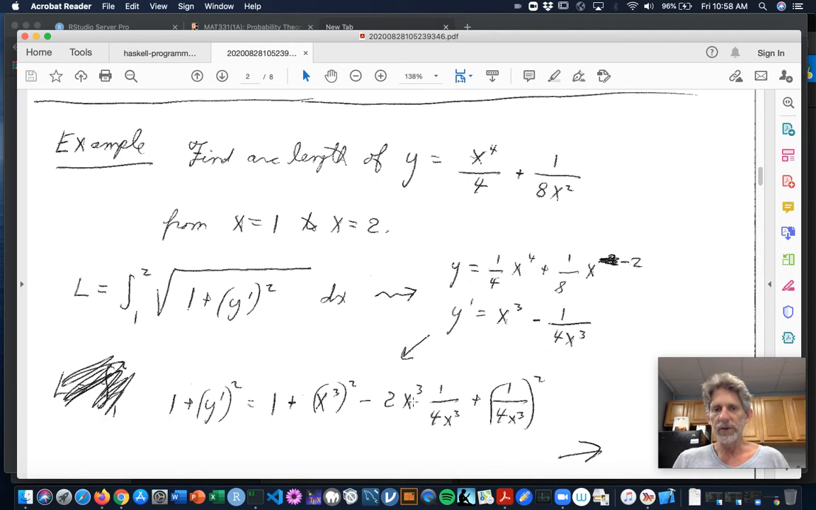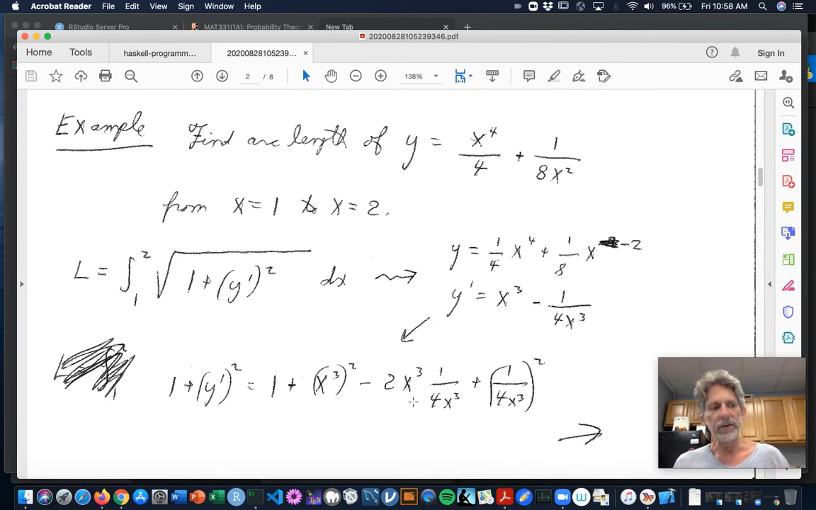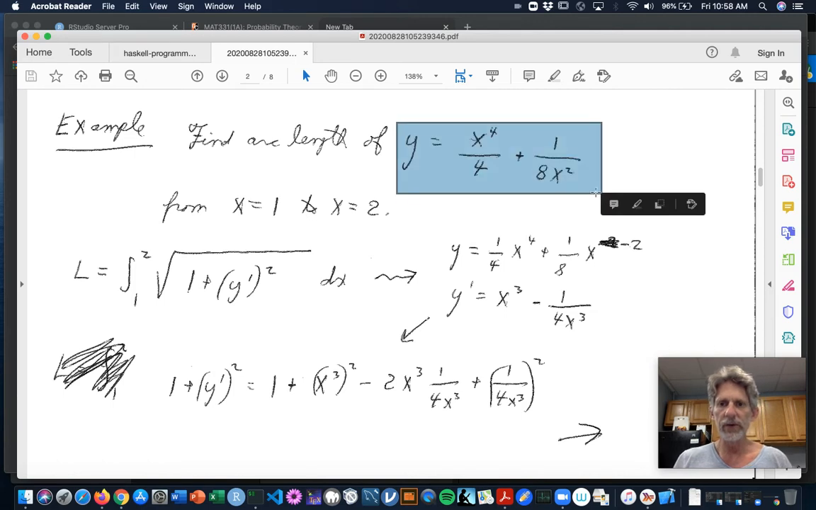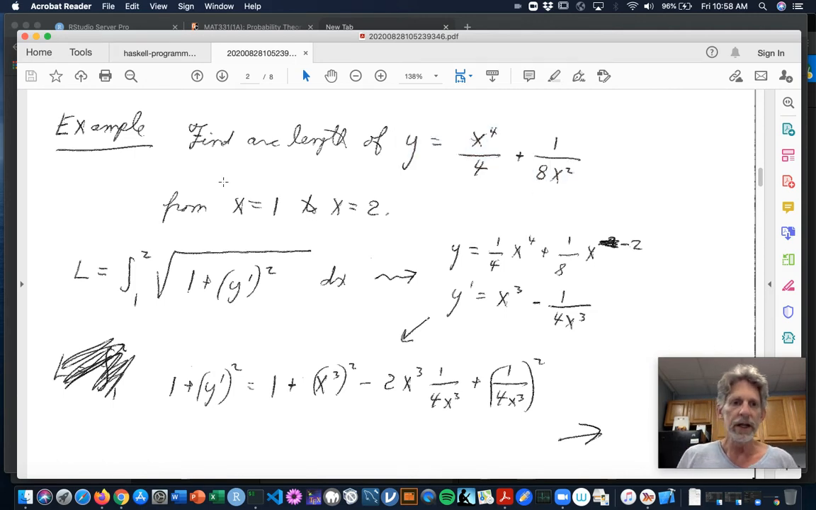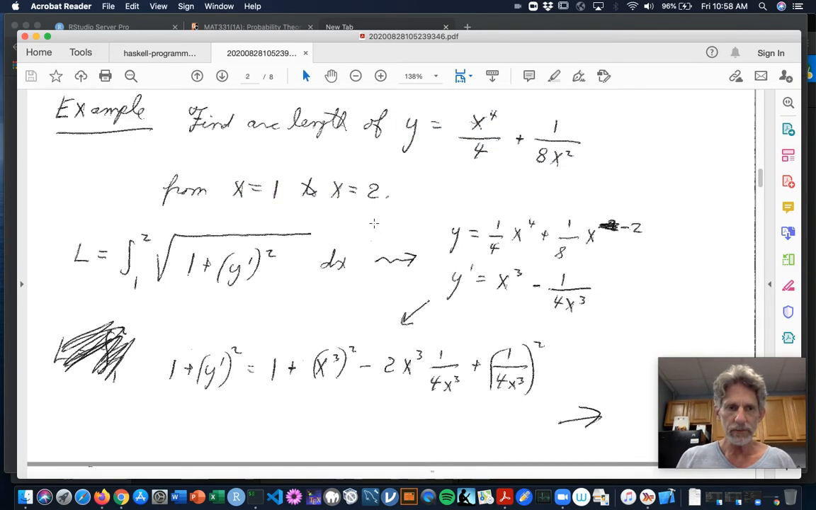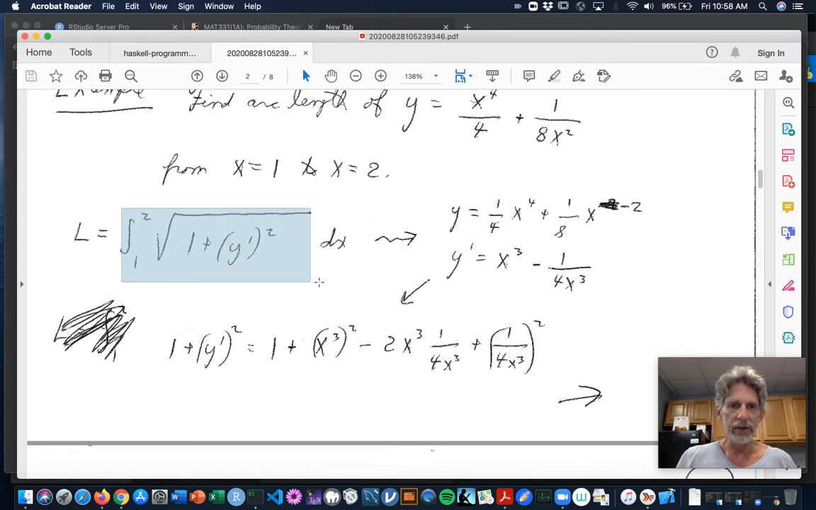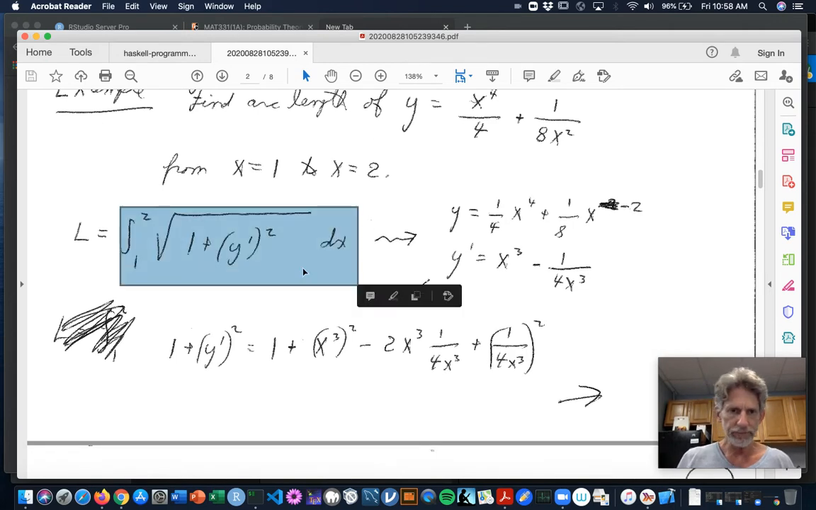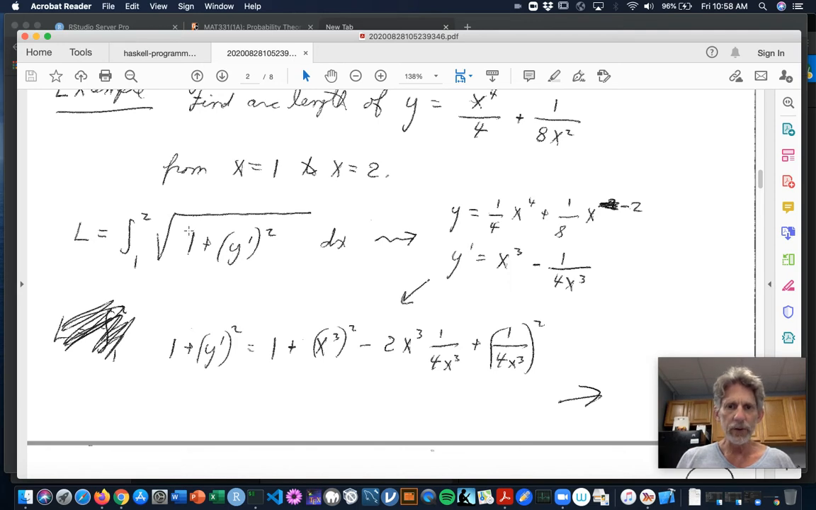So let's just do a couple of examples for cases where we can find this arc length exactly. So say you need to find the arc length of the curve y equals x to the 4th over 4 plus 1 over 8x squared. X is going to go from 1 to 2. So I know I got to do this stuff. So I'm just going to focus in and look at y and get y prime and then just gradually work up an expression for this stuff here. And then I'll come back to the integration problem.